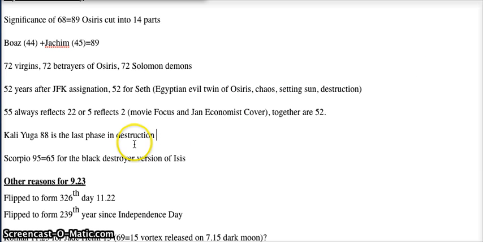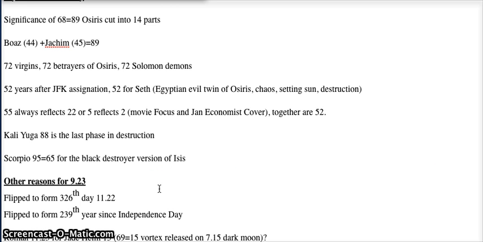Another destroyer is Kali Yuga. She's the last phase. And she's celebrated at the same time as Scorpio. And we have our many-armed Kali Yuga. We have our many-legged Scorpio, with Scorpio ending on 11/22. And in this case, it's gematria 95, upside down 65. We end up with our black destroyer version of Isis.